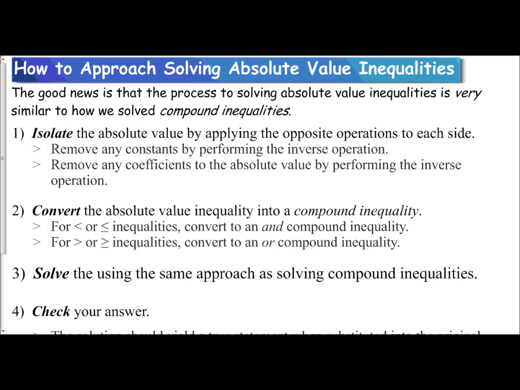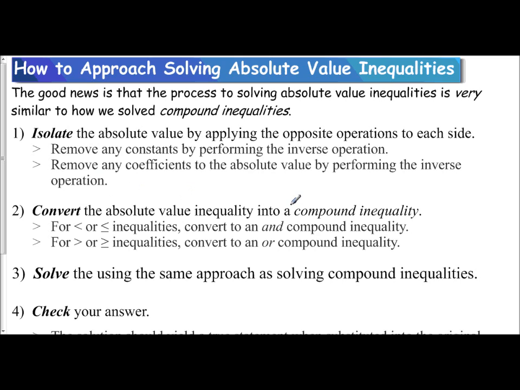The first process, again, always just think of it like a process. What do I need to do first when trying to solve an absolute value inequality? And it's make sure your absolute value is isolated all by itself. That's just remove any constants that are being added or subtracted outside of the absolute value bars, remove any coefficients of the absolute value as well. And so you want to make sure you isolate it before we convert it to a compound inequality.